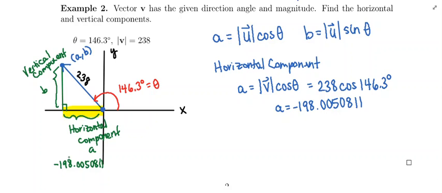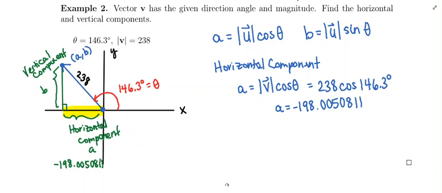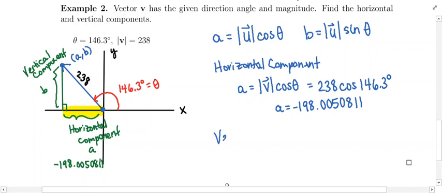It definitely makes sense to have a negative horizontal component. If you had done the calculation and got a positive number, something's wrong, because based on the picture, the horizontal component should be negative. The vertical component, because we're above the x-axis here, should be positive. So let's do the same thing to get the vertical component.